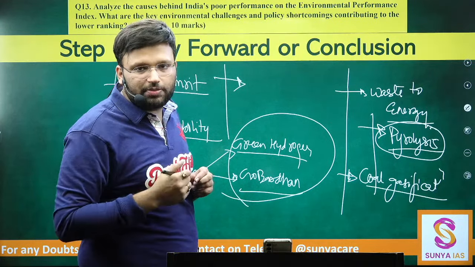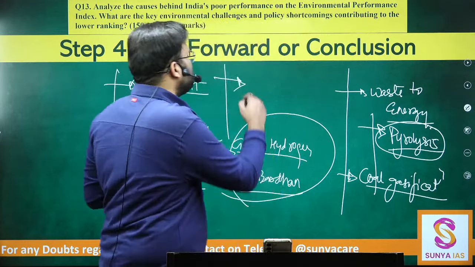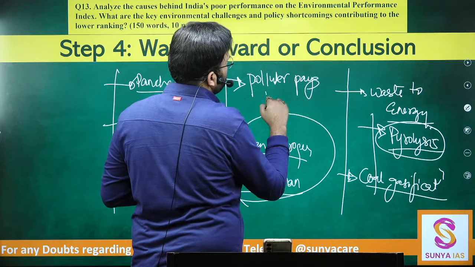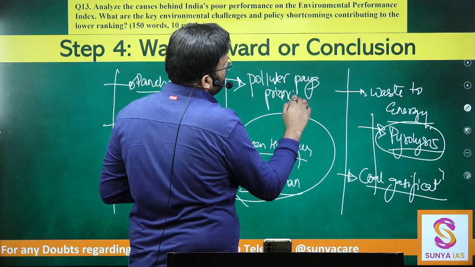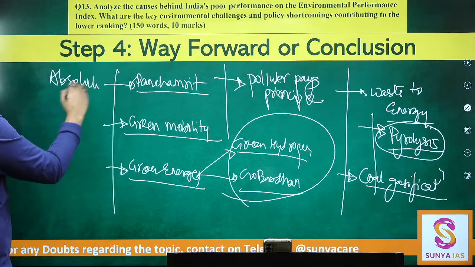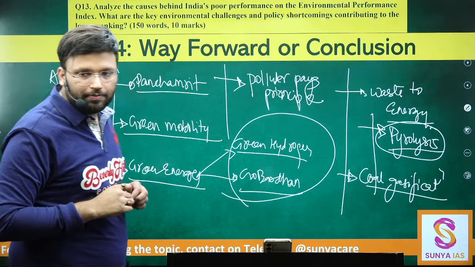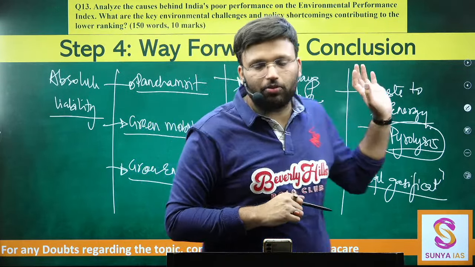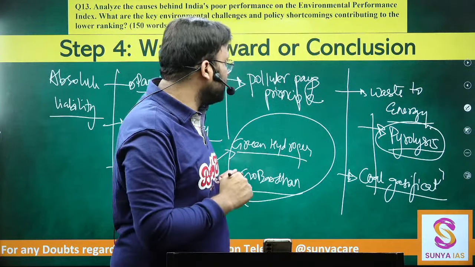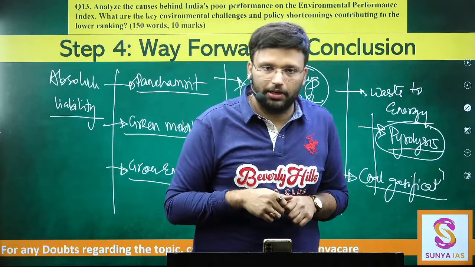You can even use the Supreme Court judgments, where the Supreme Court is trying to give different kinds of concepts like the polluter pays principle. The concept of absolute liability, where those who go for pollution will be liable. In which judgment did the Supreme Court say this? The judgment is the MC Mehta case. Okay, you can tell that in the MC Mehta case, the Supreme Court went with the polluter pays principle.